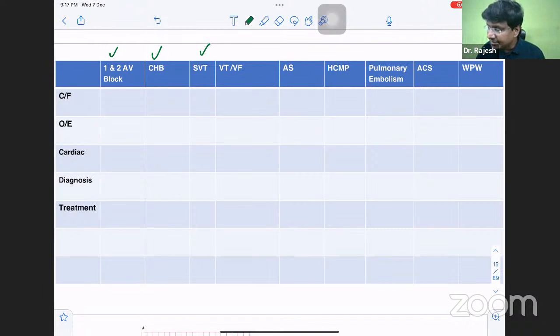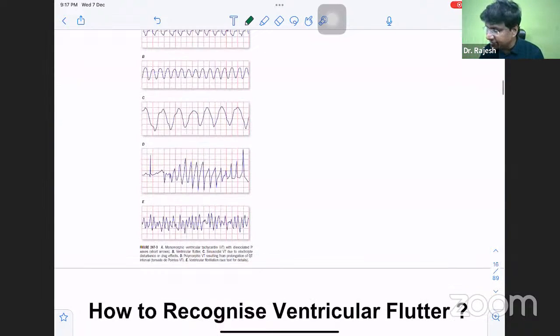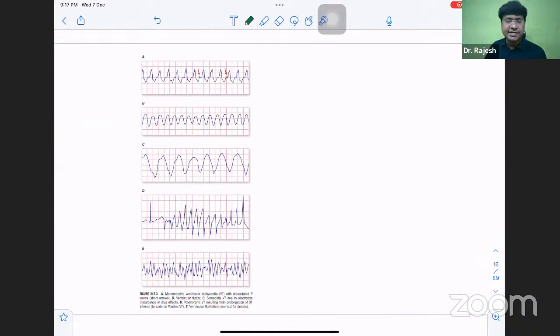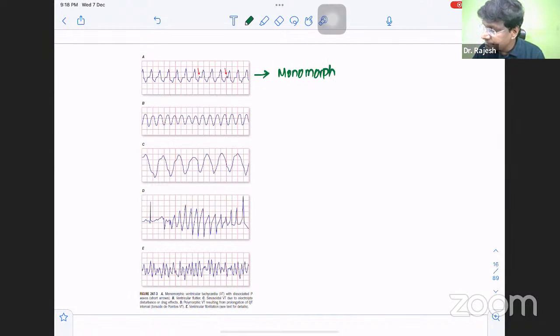The other important cardiac emergency which can cause a syncopal attack is ventricular tachycardia or ventricular fibrillation. These are of various morphologies. So how will you identify that? These are the various ECG strips of your VT. If you take the first strip, this will be monomorphic VT. Right? This will be monomorphic VT.